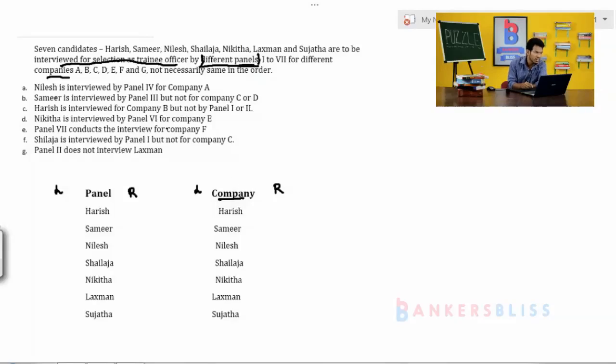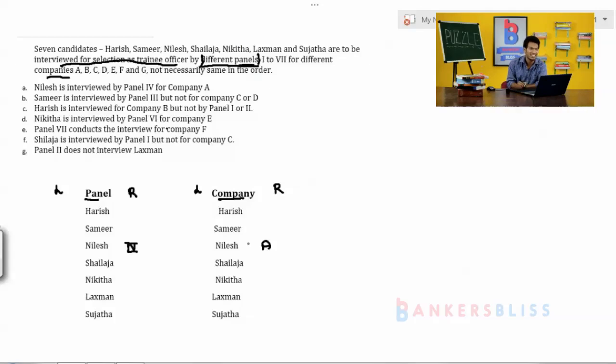First look here. Nilesh is interviewed by panel 4. Where is Nilesh here? Panel is our heading and company is our heading. Under the panel, Nilesh is interviewed by panel 4. We know this is positive information, so Nilesh is panel 4. Is it clear? Then next, for company A. Where is Nilesh here? Nilesh is company A. Then the first statement is over.